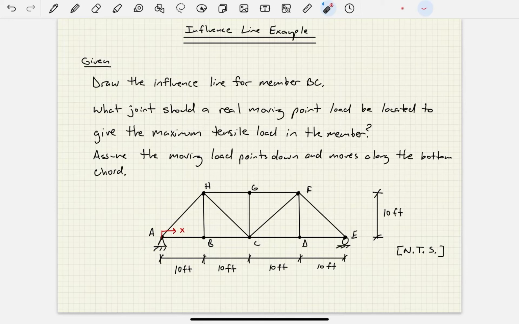Hey everybody, Dr. A here, and in this video we're going to be exploring an example of developing an influence line for a member of a truss system. So let's go ahead and get into it.